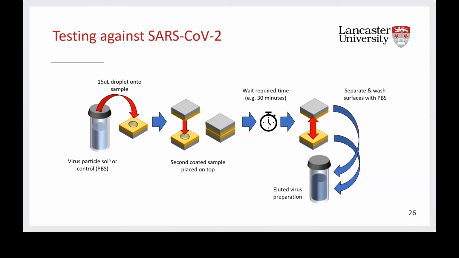So the first stage is to take your antiviral coated surface and treat it with the virus. And this is done by applying a volume of SARS-CoV-2 solution, which will have a defined number of virus particles, or by applying a virus-free control solution onto the surface of our pre-coated sample. A second sample that's been coated is placed on top to sandwich the virus between our antiviral surfaces and to increase the chance of contact between the virus and the surface. To make sure we know that if it is antiviral, it's actually going to have an effect.